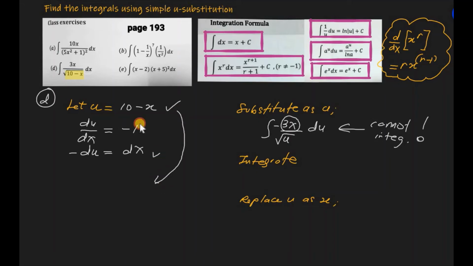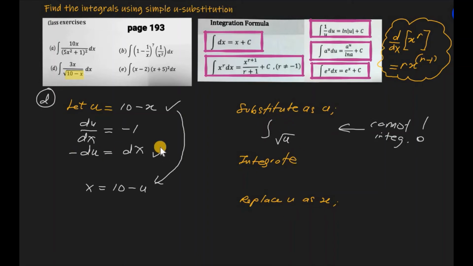So from there we see that u is 10 minus x. We need the x there, so let's rearrange it. So x is actually 10 minus u. We rearrange, and we are to replace this x over there. So I'm going to erase this. You cannot integrate with two variables. Remember that, right? So let's erase it.